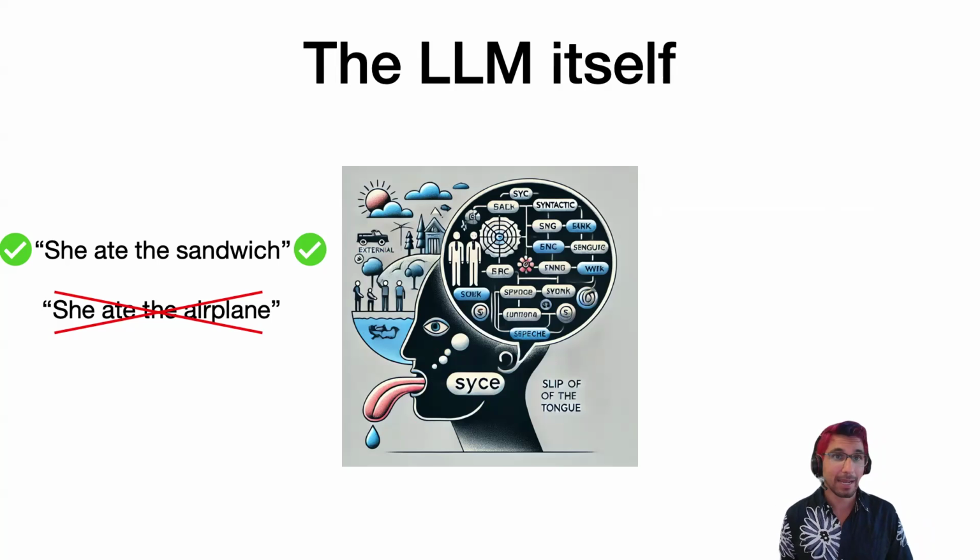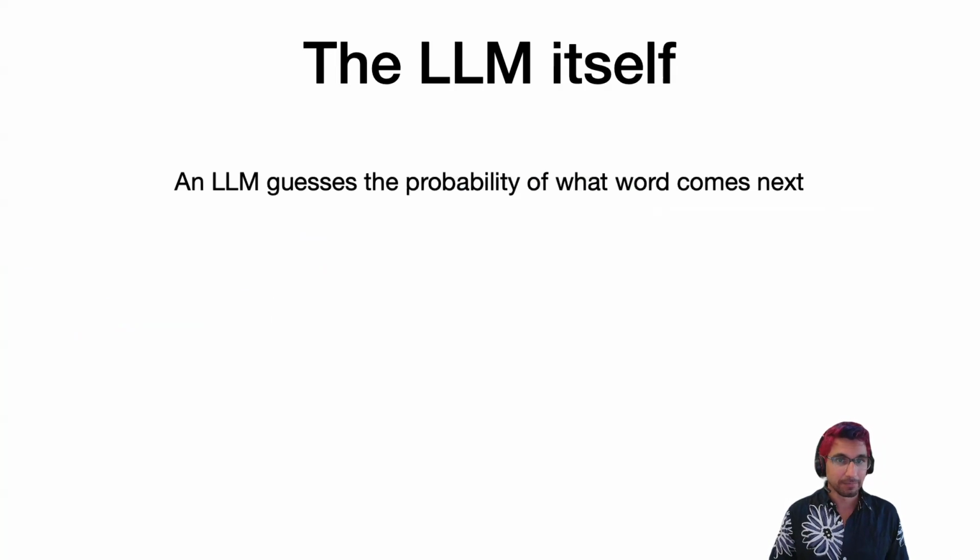It might be the sort of thing that happens, but it's not going to be common. So the question is, what does it mean to be a model of language in this sense? And if there's one thing that you're going to learn about what a large language model is, you should learn this. An LLM is a way to guess the probability of what word comes next.